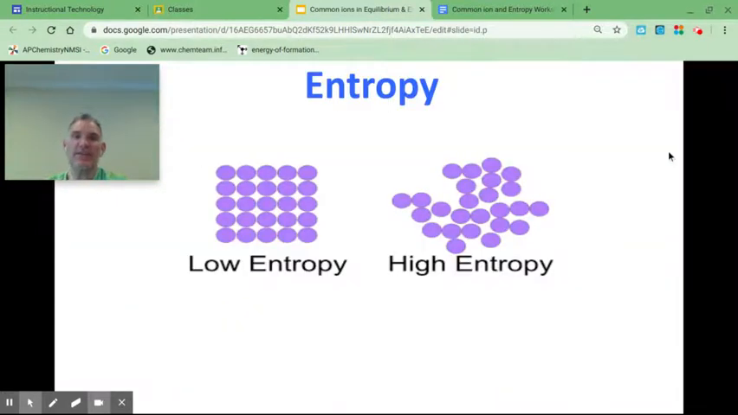The last part of our discussion is on entropy. And entropy, I like to say, is enthalpy's cousin in terms of thermochemistry dynamics.